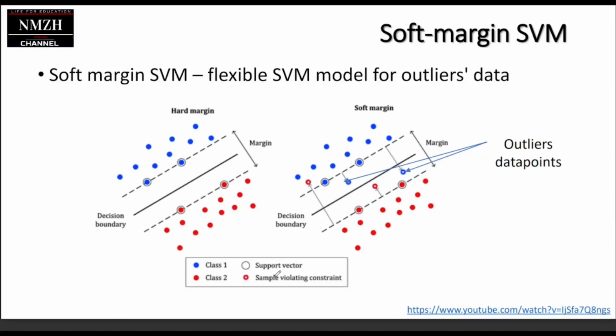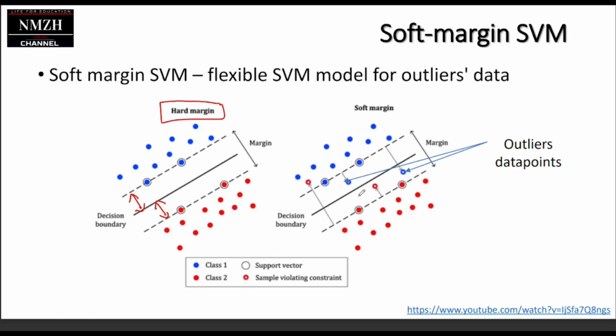Okay, right. So we did talk about soft margin over there, and now we will talk about the soft margin for SVM. So soft margin, flexible SVM models for outlier data. Okay, right. So this one is the hard margin one. In hard margin cases, we can say that the margin is kind of wider.